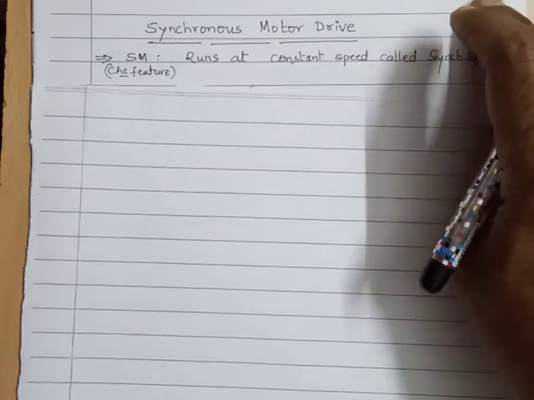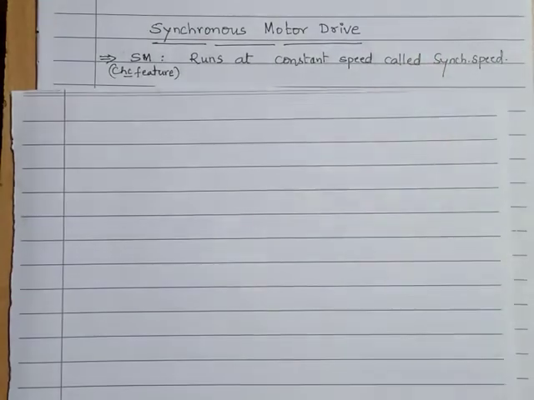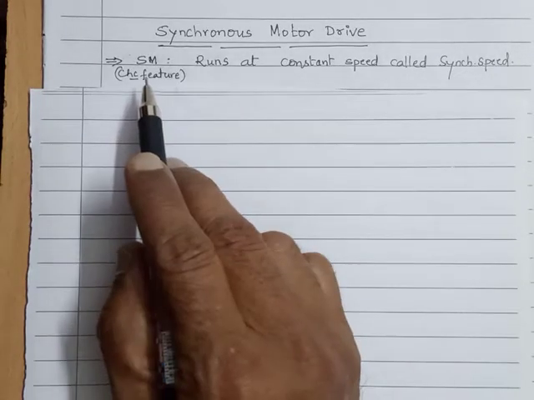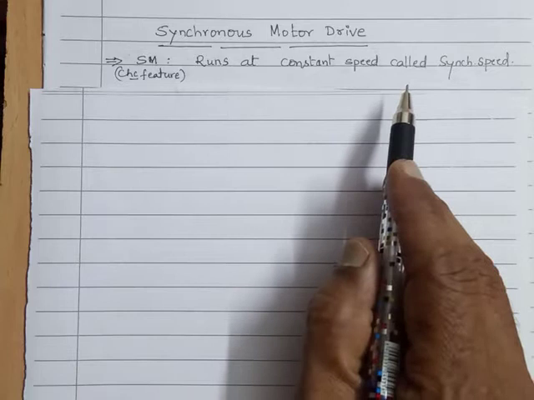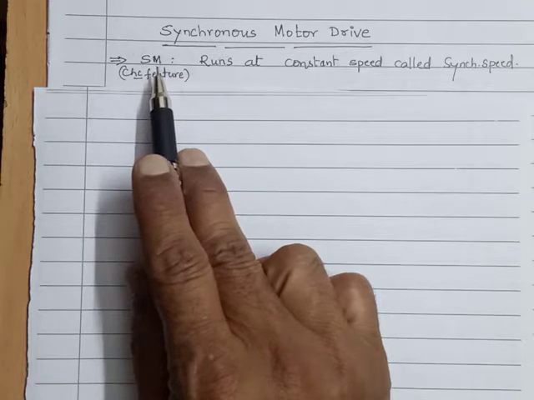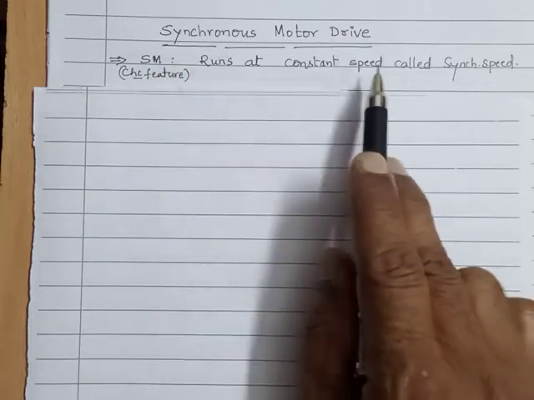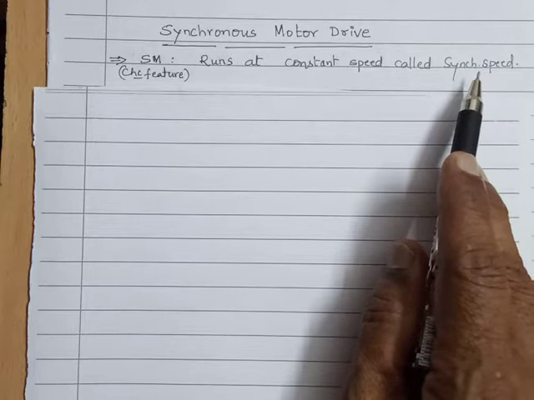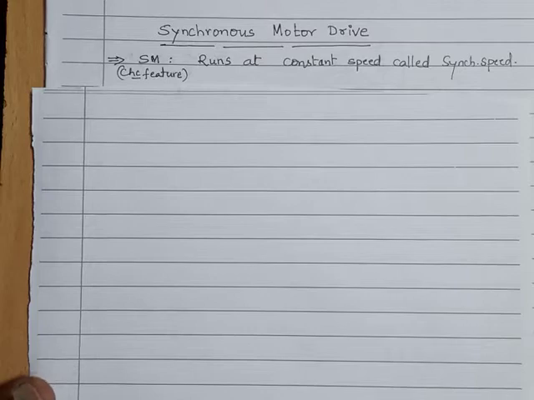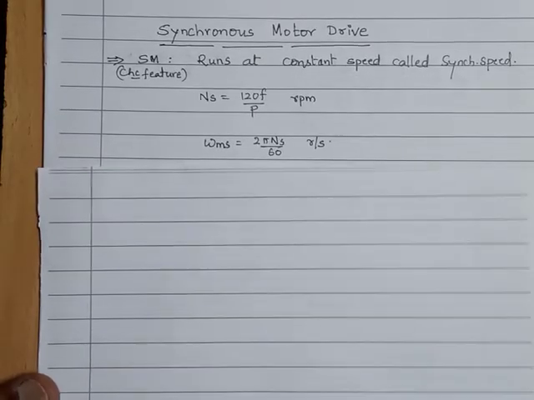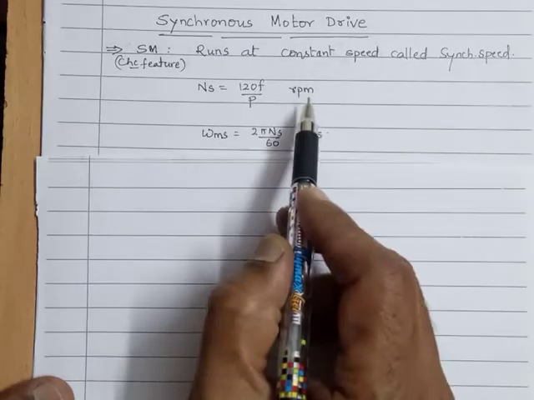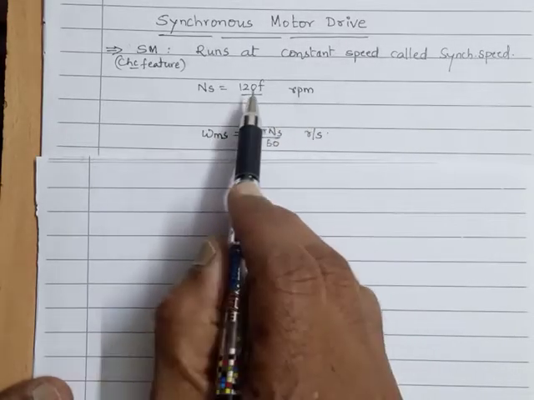We know that the synchronous motor is the one which runs at synchronous speed. That is the characteristic feature of the synchronous motor. The synchronous motor, typically abbreviated as SM, runs at a constant speed called synchronous speed. And what is this synchronous speed? In terms of revolutions per minute, it is 120 f by p.